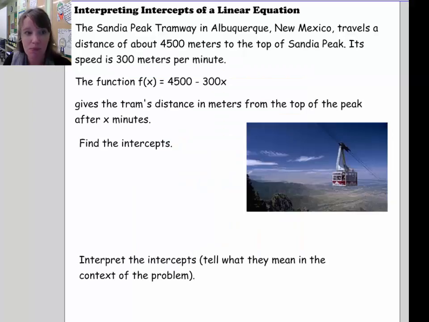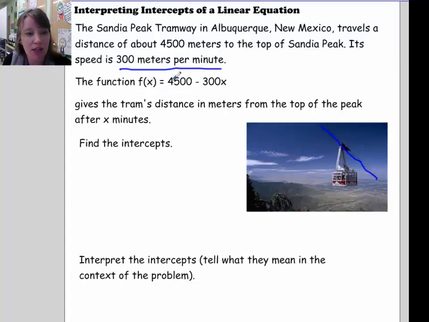Okay? All right, here's a word problem. If you have a word problem, it's important to be able to understand what the x and y intercepts are in terms of the word problem. The Sandia Peak Tramway in Albuquerque, New Mexico, travels a distance of about 4,500 meters to the top of the Sandia Peak. It travels at a speed of 300 meters per minute. So every minute it travels 300 meters. That's the distance along the line that it's traveling.